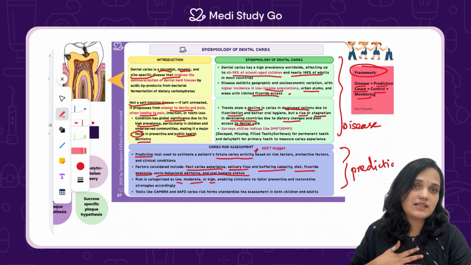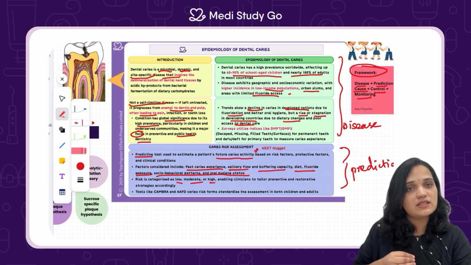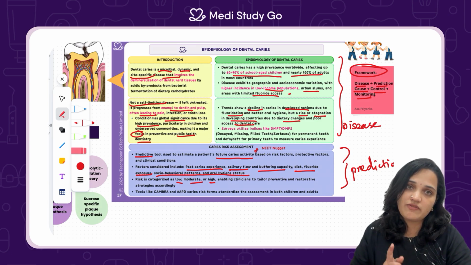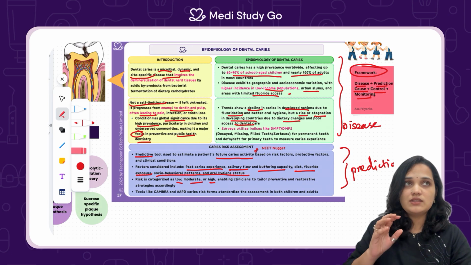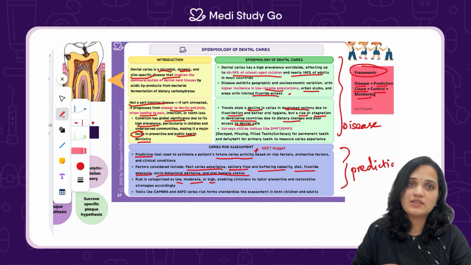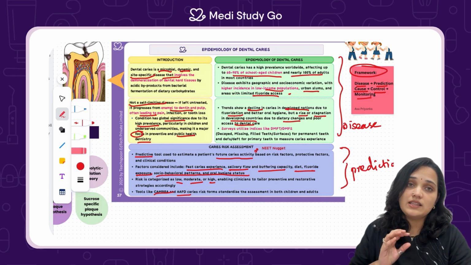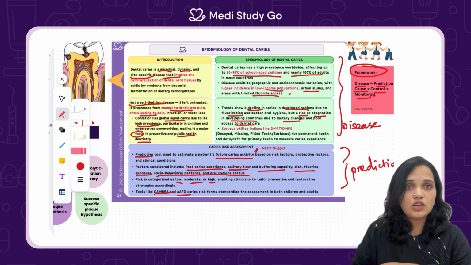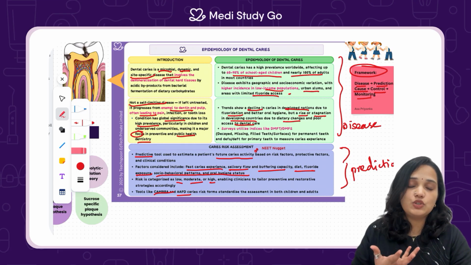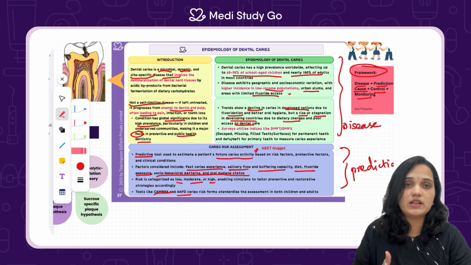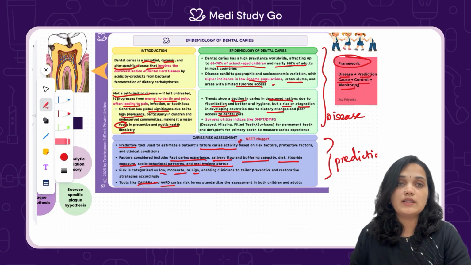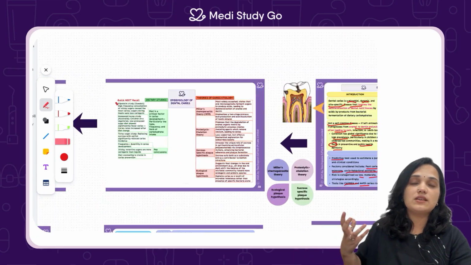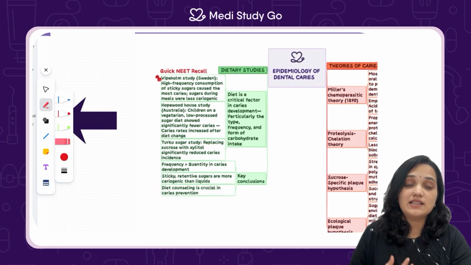This helps us clinicians design personalized preventive and treatment strategies for them. Now, there are some standard questionnaires you can use for this, like the Cambra and the AAPD risk assessment forms. We very frequently use them in clinical practice also. Now, the next aspect is dietary studies.